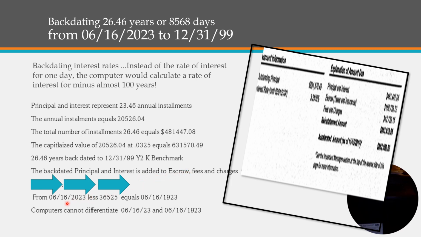And from 6/16/23 less 36,525, it takes us back to 6/16/1923. There's your 10 multiple. Computers can't differentiate the difference between 6/16/23 and 6/16/1923. You got a Y2K case here and backdating.